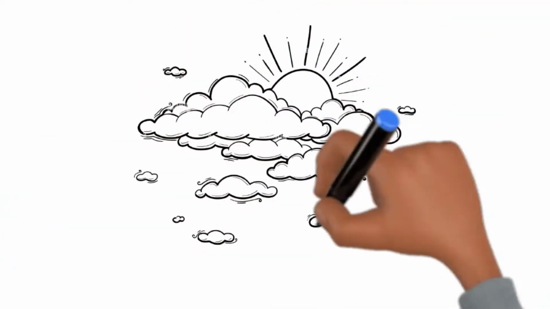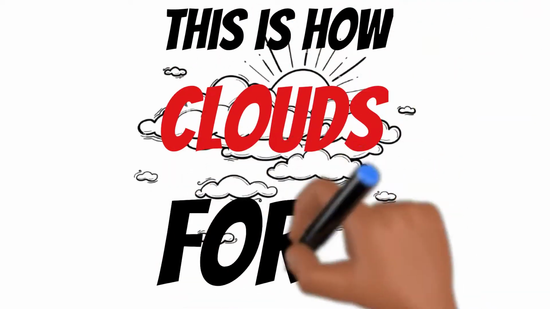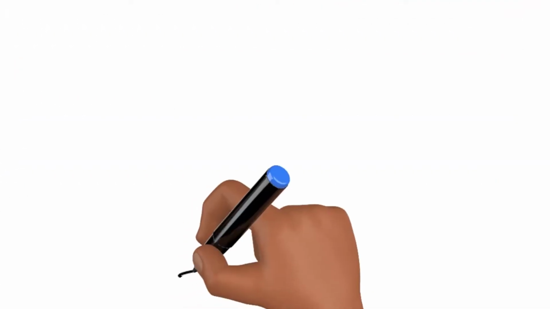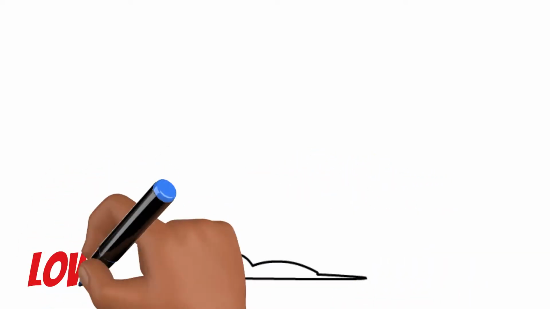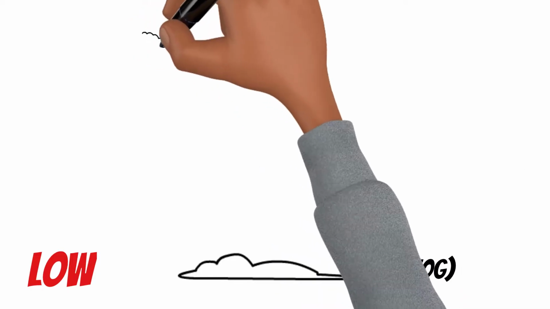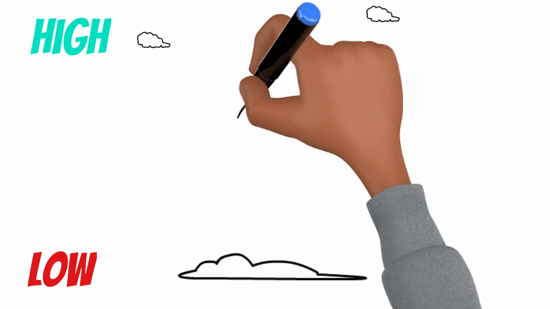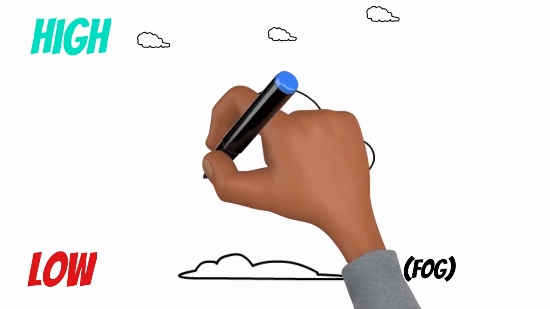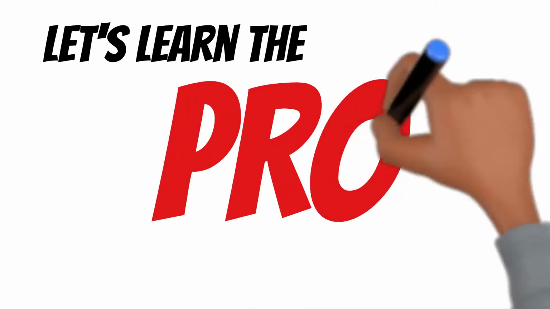You can sort clouds in two ways. The first way to sort clouds is by their position in the sky. And so, there are low clouds that form fog, meaning that these clouds can, in fact, touch the Earth's surface. Second, there are high clouds, and third are the middle clouds that form between the low and high clouds. The second and more sophisticated way to sort cloud types is by their shape.